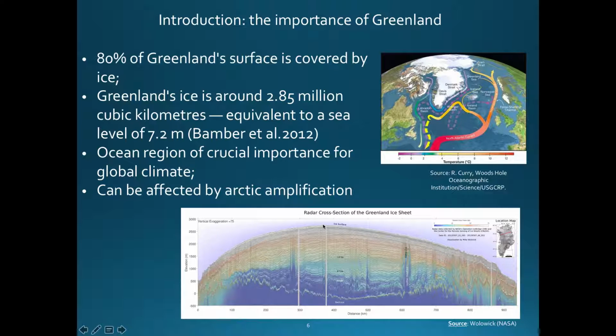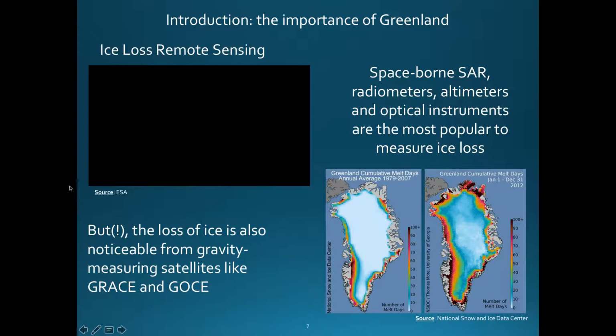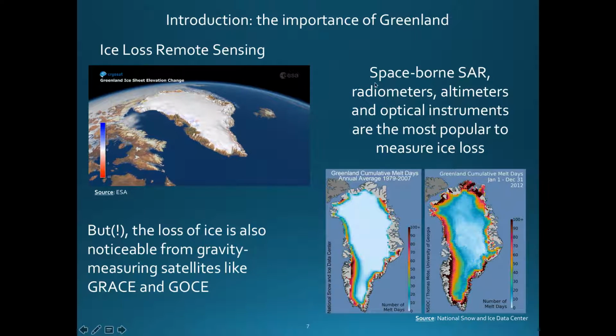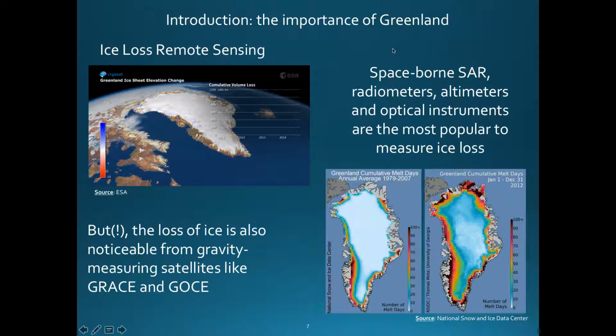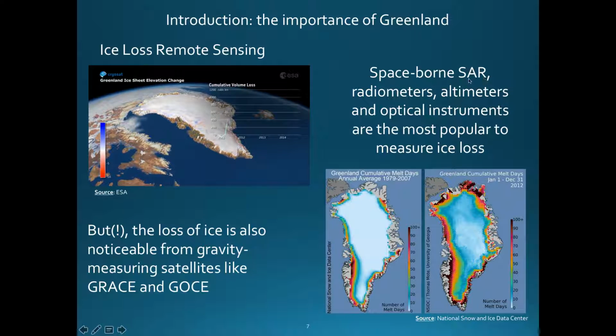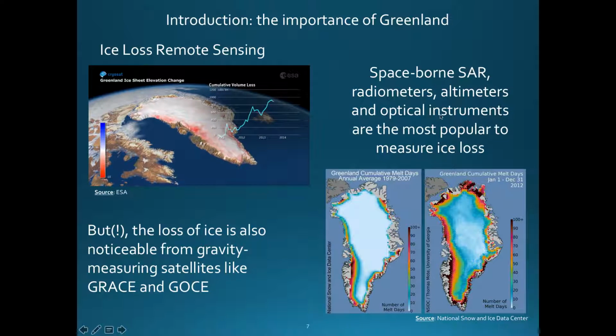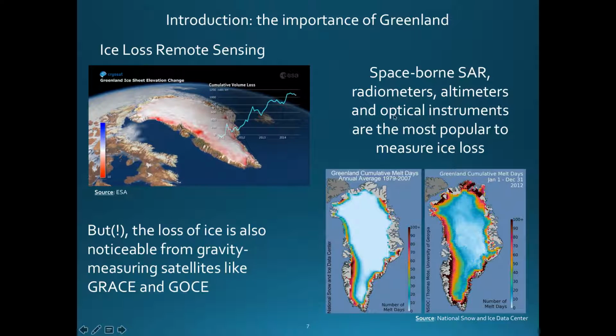So that you understand this, the depth of the ice: here you have the bedrock, so the continental Greenland is here, and then the ice can be up to 2.5 kilometers deep. The loss of ice in Greenland has been studied in many ways. The most popular one is to study with this special type of radar. It's called the synthetic aperture radar, but you can also measure with radiometers, altimeters, and optical instruments.